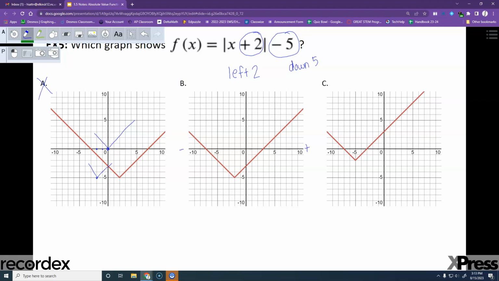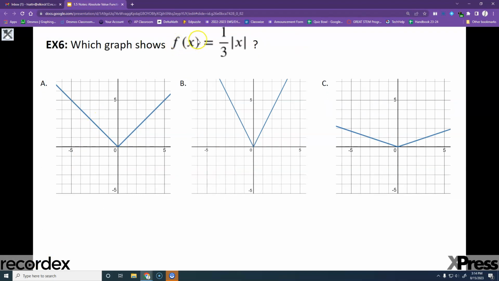Here, if we think about taking that absolute value parent function right there and moving it to the left 1, 2, and then down 1, 2, 3, 4, 5, that looks like our vertex would be in the correct spot. So B is looking promising. Let's check over here, down to left 5, definitely not on our graph, so that would not be our answer there. B is correct for this one. Alright, let's move to the next one.